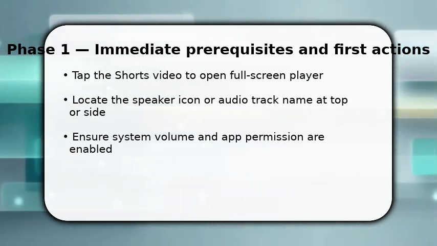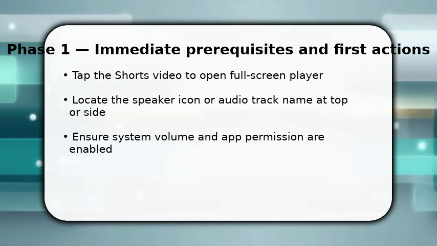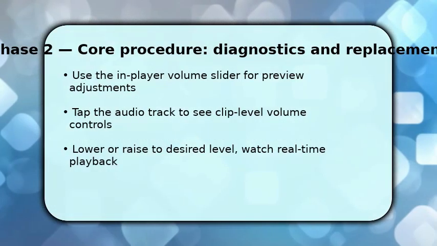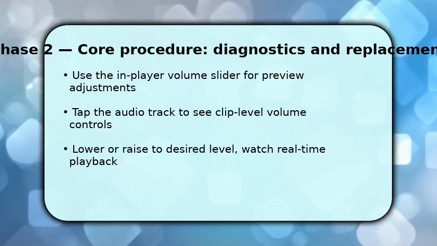Once done, use the in-player slider for quick changes because this directly alters the Shorts playback without changing other apps. If you want precise control, proceed to the clip-specific settings. Now adjust the in-player level. Drag the volume slider while watching the short to judge loudness.